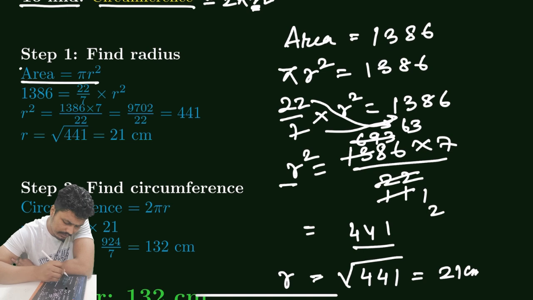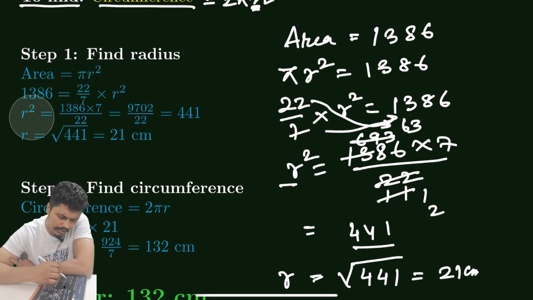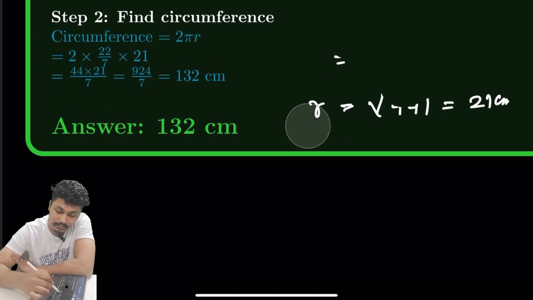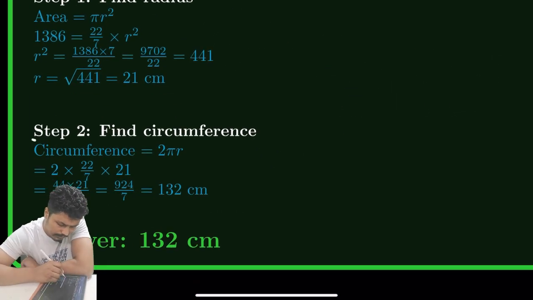Look, area is given, 1386. I applied the formula and I got the answer to be 21 centimeter. I hope it is clear to you. I got the radius 21 centimeter from where? From area, the formula of area. Do it step by step, you will understand.